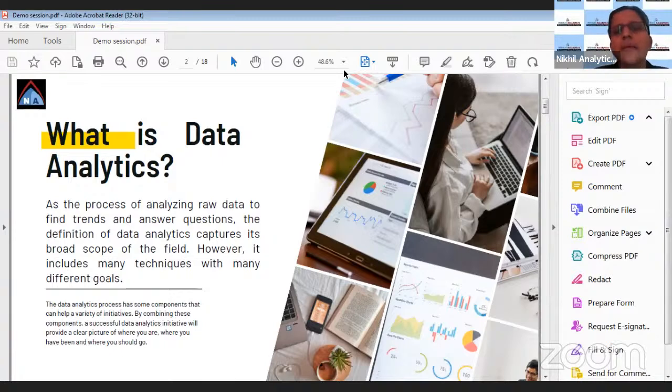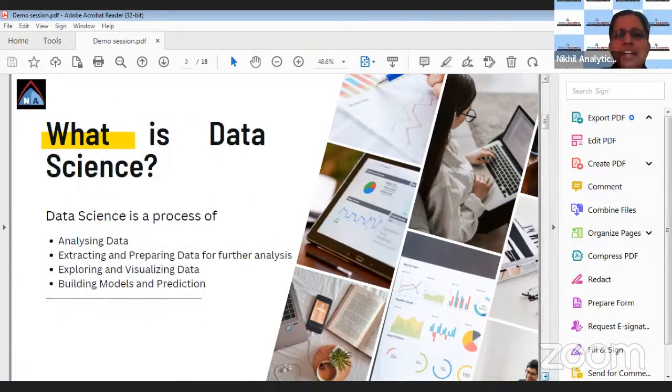To get insights out of the data, you can generate graphs, summarize your data, and prepare different types of charts. So this is about data analytics. Now, data science is a bigger picture. If you see, data science would be a set and data analytics would be a subset.